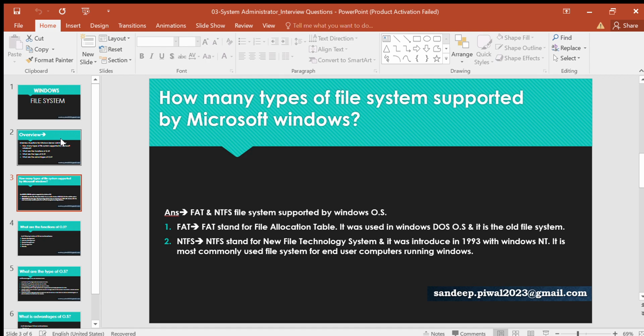How many types of file systems are supported by Microsoft Windows? Two file systems are supported by Microsoft Windows: FAT and NTFS. FAT stands for File Allocation Table, and it was the old file system used in the Windows DOS operating system. NTFS is the newer file system technology, introduced in 1993 with Windows NT. It is the most commonly used file system for end-user computers running the Windows operating system, and it is faster compared to FAT.